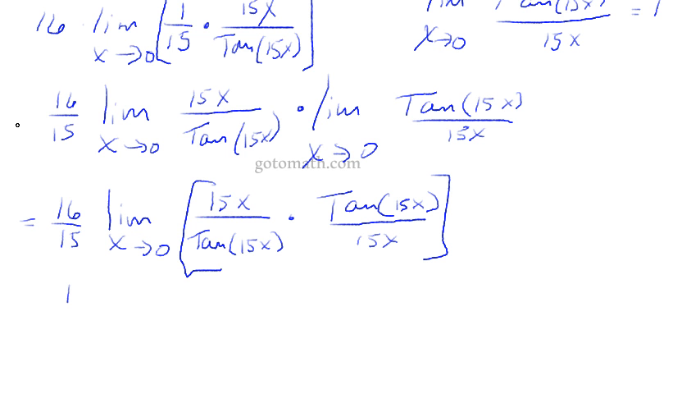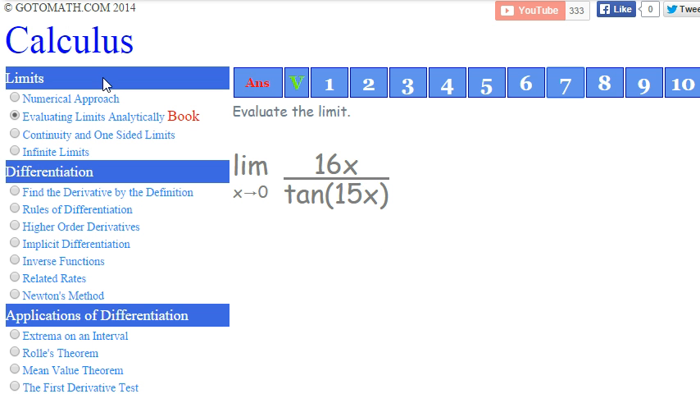I should be putting equal signs here. So we have 16 over 15 times, and this whole thing here becomes the limit, running out of time, of 1. So this has become 16 over 15. And there it is.